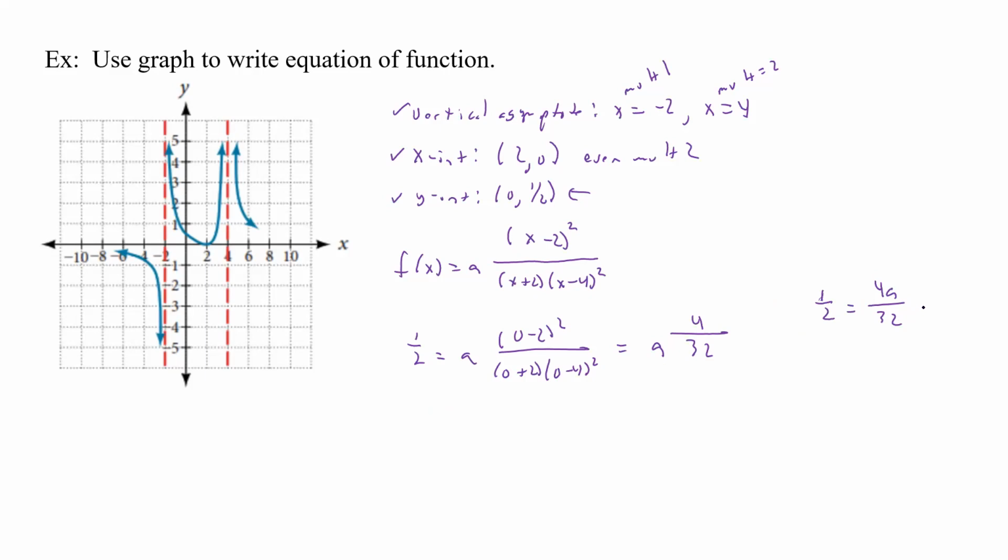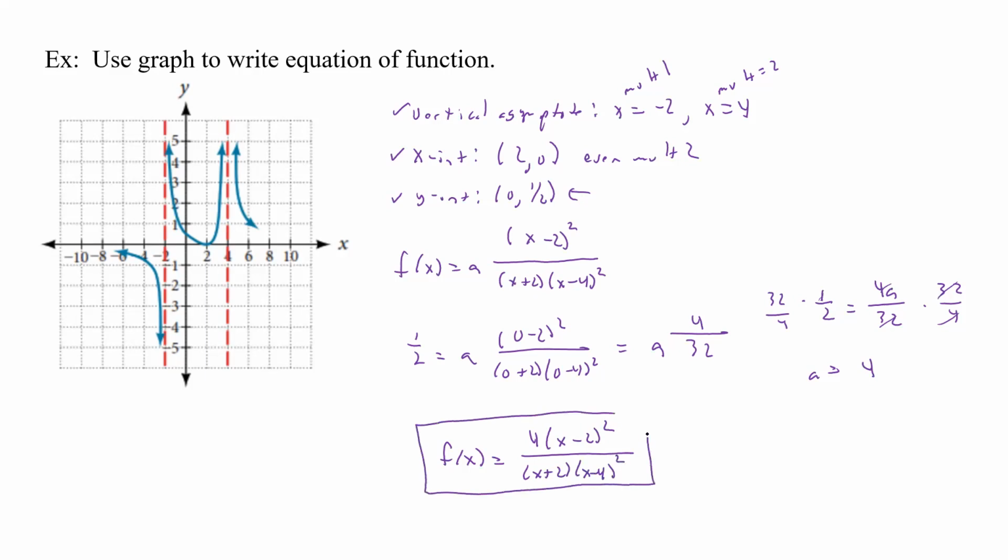And so now to get rid of that and solve for that, we'll multiply by 32 over 4, multiplied by 32 over 4. And so those cancel and we get A equals... Now 2 will go in here. We get 16 divided by 4 is going to give us 4 for A. Okay. And so f of x is actually going to be 4x minus 2 squared over x plus 2, x minus 4 squared. And so that would be our function of this graph.